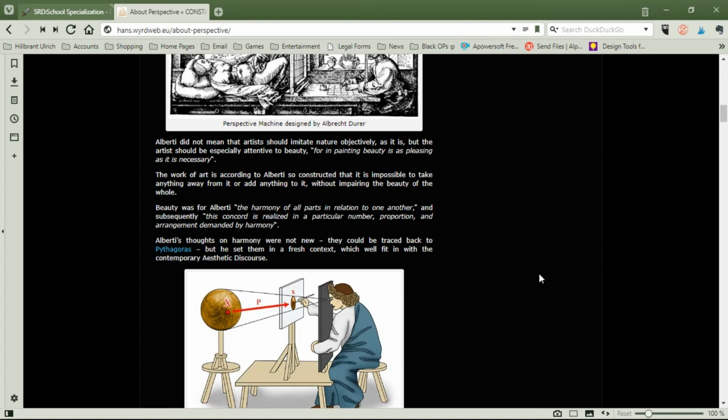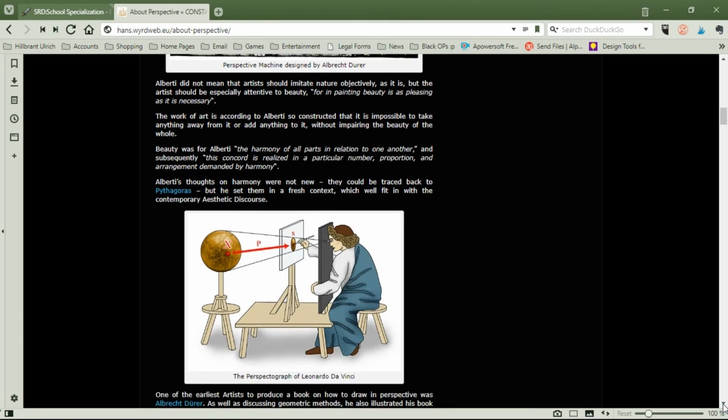Beauty was, for Alberti, the harmony of all parts in relation to one another. And subsequently, this concord is realized in a particular number, proportion, and arrangement demanded by harmony. So that's geometry. Alberti's thoughts on harmony were not new. They could be traced back to Pythagoras, but he set them in a fresh context, which well fit in with the contemporary aesthetic discourse.